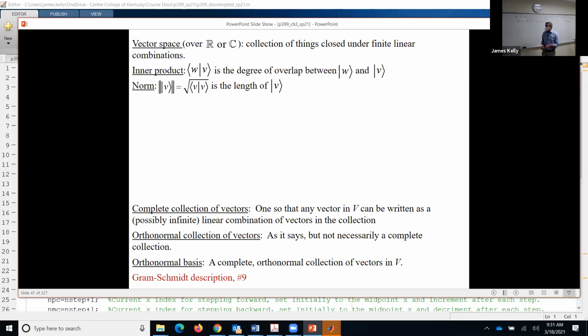Okay. And let's talk about an example of how to create an orthonormal basis if you have a collection of vectors that is complete but not normalized or orthogonal. Did I bring my notes on this? Yeah, here we go. Let me switch to the board and we'll do this on the board.